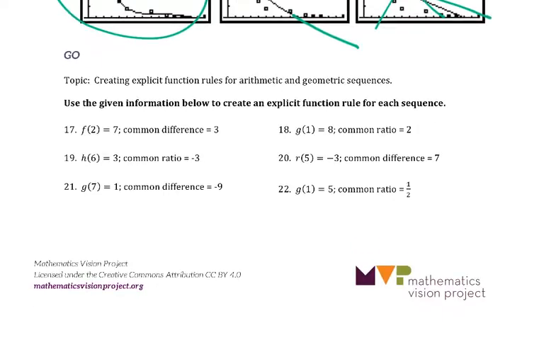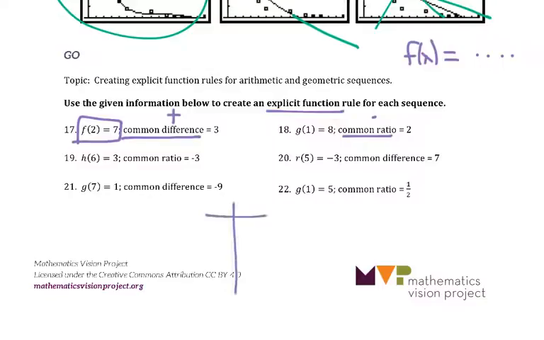Now the Go is kind of a review here. So it wants us to create an explicit function rule. So remember, explicit means it's like f of x equals something x. Common difference means we're adding. Ratio means we're multiplying. So this one says f of 2 equals 7 with a common difference of 3.